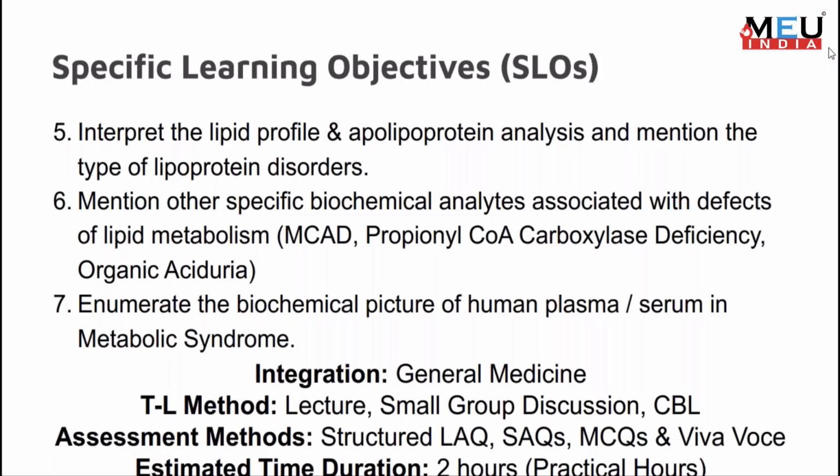Chain acyl CoA dehydrogenase deficiency. Propenyl CoA carboxylase deficiency, organic aciduria. Enumerate the biochemical pictures of plasma or serum in metabolic syndrome. So the integration is with general medicine.